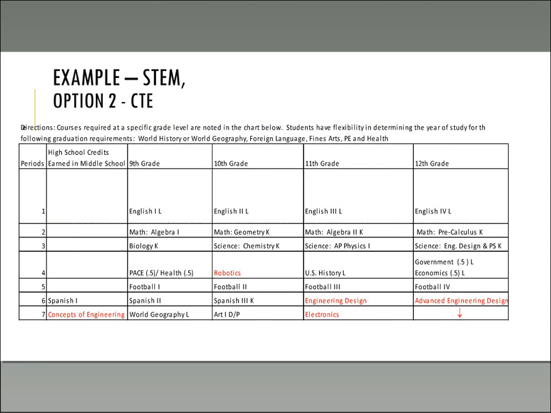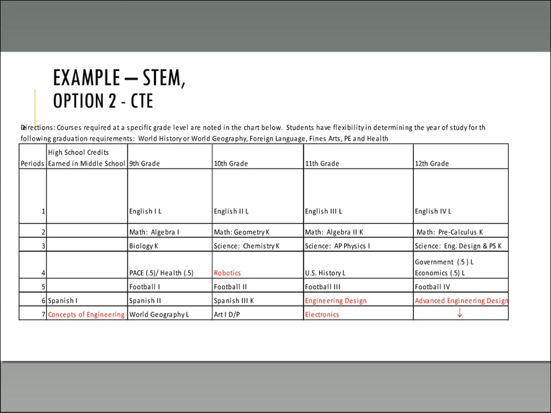And this particular student chose the CTE option. So as you can see, this student has their 4 English, their 4 math, their 4 science, and then they actually chose 4 social studies classes. Take a look at that.